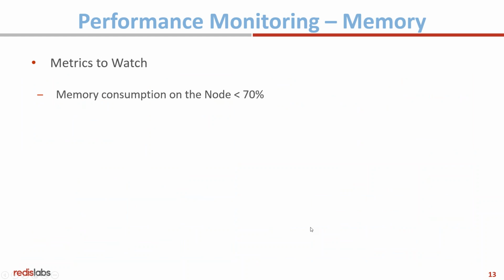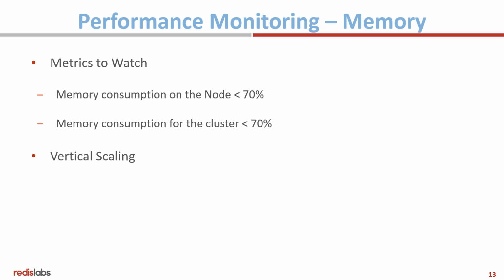The memory consumption on any given node should be less than 70%. The memory consumption for the cluster itself across all the three nodes, especially if you have a multi-proxy solution or a multi-tenant environment with several databases running across multiple nodes, still you need to make sure it's less than 70%. There are two ways you can actually change that. Should you see a consistent consumption of over 70% for a node, let's talk about that first.